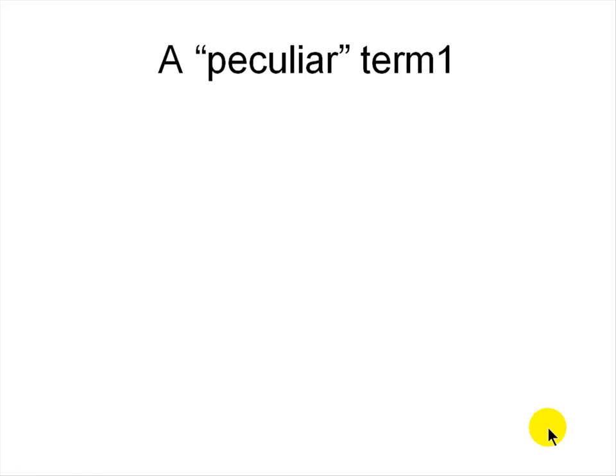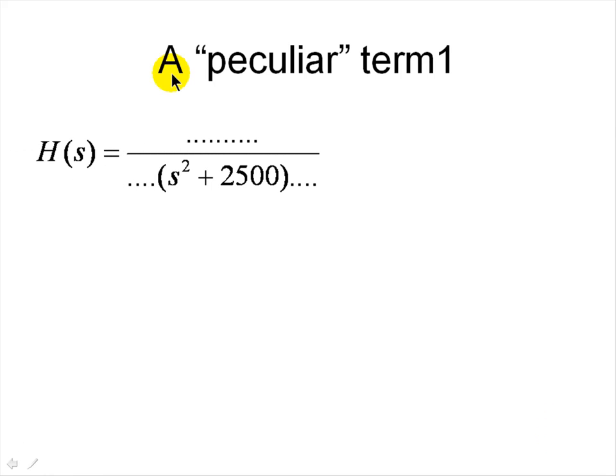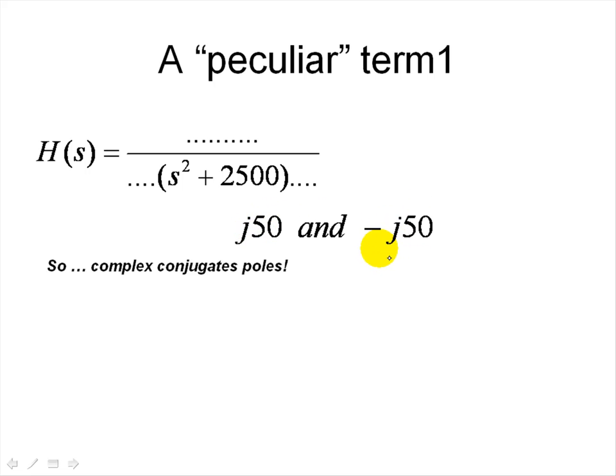Before ending this session, let me bring to our attention an interesting quadratic term that appeared in a transfer function a few years back. A term like this one. And you say, what is that? And I say, 2 poles. And you say, right, 2 poles on the imaginary axis, one at J50 and another at negative J50. Indeed, a pair of complex conjugate poles.